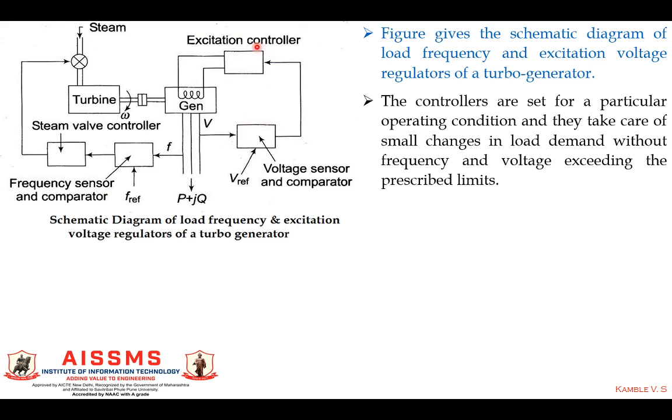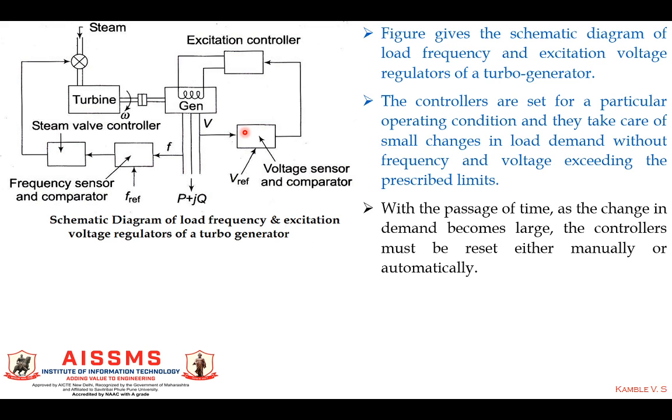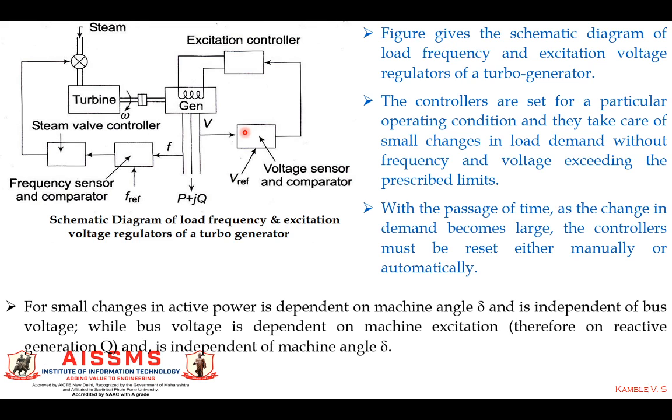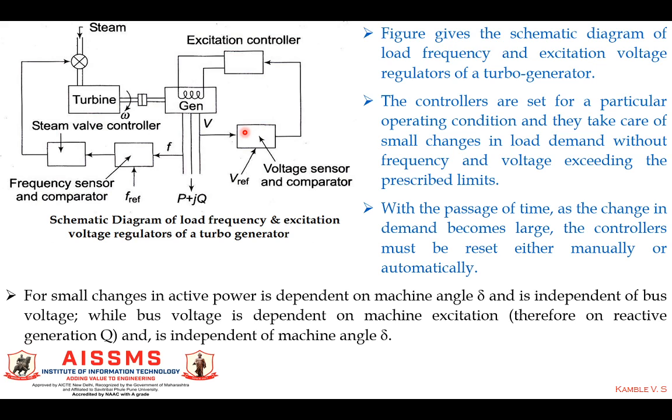So these controllers, the excitation controller and the steam controller, take care of maintaining the voltage and frequency at the desirable or prescribed limits. With the passage of time, as the change in the demand becomes large, the controllers must reset either manually or automatically. Small changes in the active power depend on machine angle delta and are independent of bus voltage, while the bus voltage depends upon the machine excitation. Therefore, reactive power generation is independent of the machine angle delta.